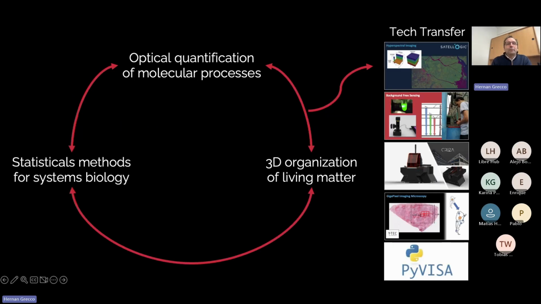Let me briefly tell you about my lab, which is located at the University of Buenos Aires, here in Argentina. We are mostly a lab devoted to the interface between physics, biology, and data science. What we are interested in is understanding the three-dimensional organization of living matter. For this, many times we don't have the tools to measure what we need to measure. Therefore, we develop optical methods to quantify molecular processes and statistical methods to put together complex and diverse experimental data sets. Within this virtuous circle, many times some tools that we develop spark the interest of other people.